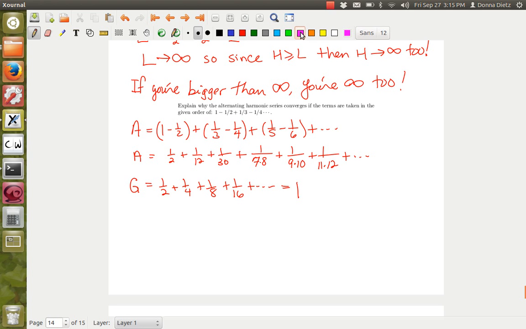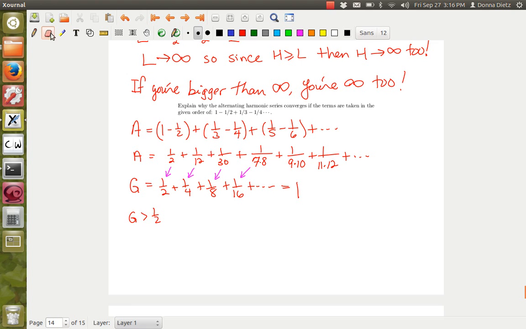And let's see. 1/2 is the same. But you notice 1/4 is much, much bigger than 1/12. 1/30 is much, much smaller than 1/8. If you compare these term by term, you must be smaller than G. So first of all, G is greater than 1/2, because just look at it.